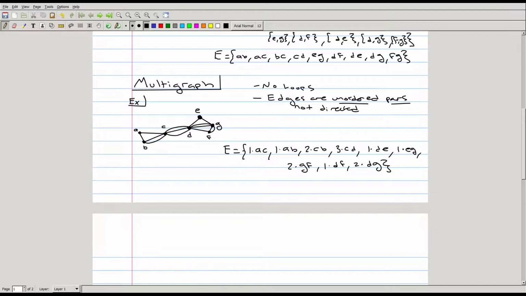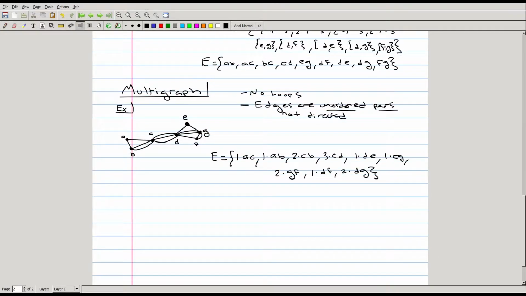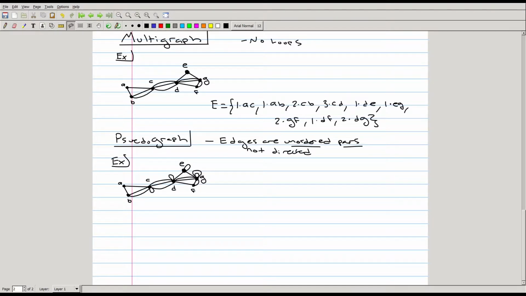And so the total number of edges is the sum of each one of the cardinalities of each of the edges, and this is a full description of what a multigraph is. The next classification that we have is what's called a pseudograph. And this is what we get when we remove the condition of having no loops. And so this is an example of a pseudograph.